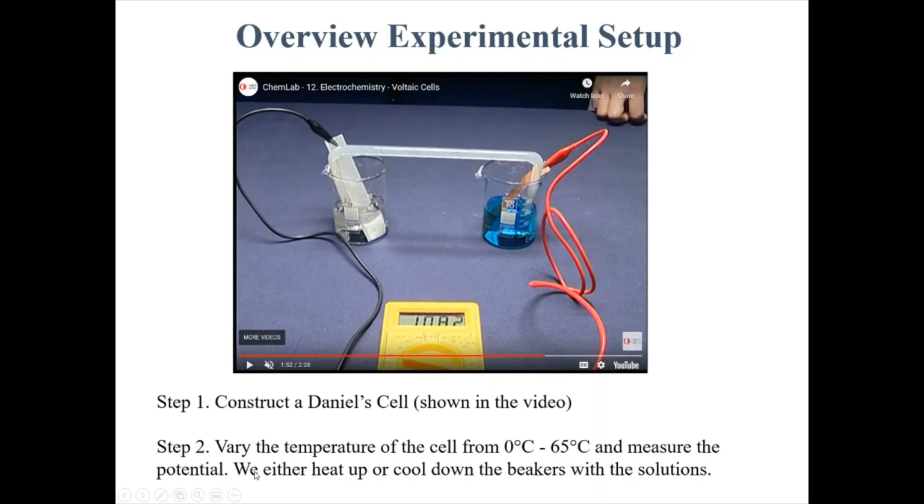So now in our experiment, we're going to vary the temperature of the cell from 0 degrees Celsius to 65 degrees Celsius and measure the potential. So the way that we're going to do that is we're going to take our beakers and put them into either ice cold water and allow the beaker and the liquid and the electrodes to come down in temperature to ice cold water temperature, or we're going to put them into a little heater that heats them up to about 65 degrees Celsius. And then we're going to take the cold one and measure its potential with a salt bridge, take the warm one, measure its potential with a salt bridge, and we're going to record those potentials.